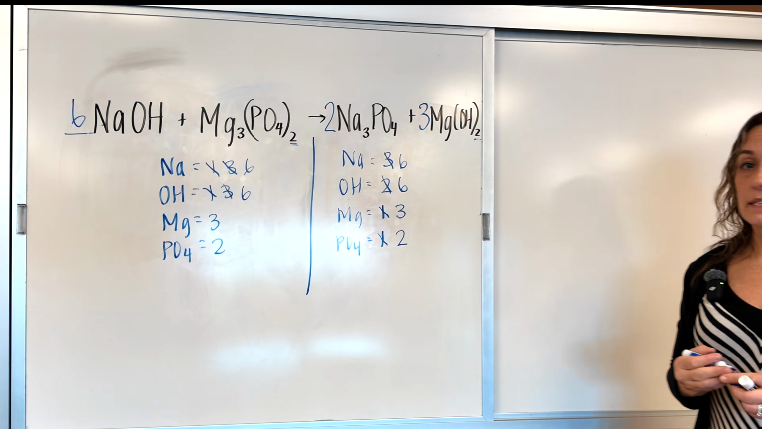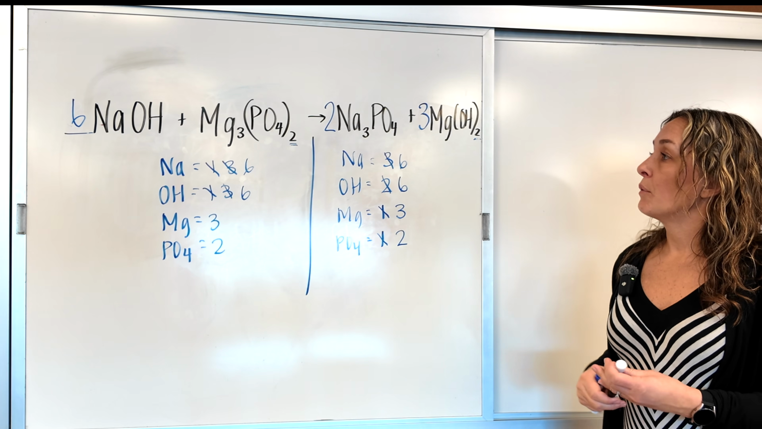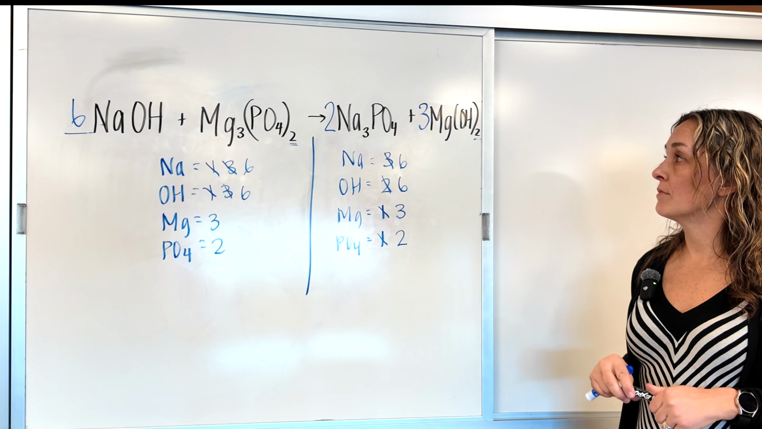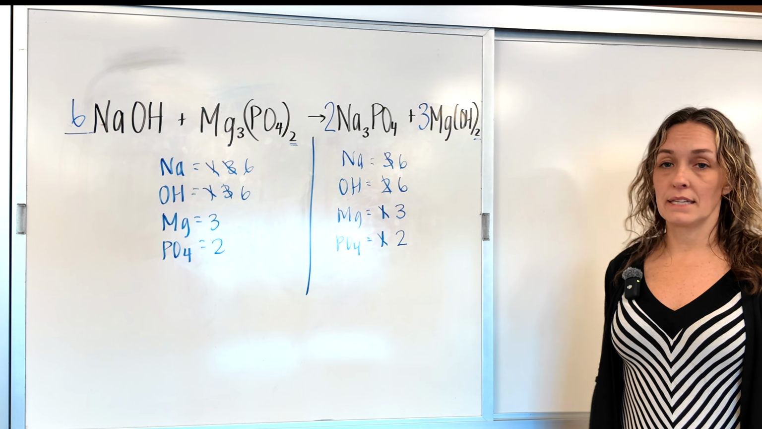This is now a balanced equation. So when this reaction happens, I will have 6 NaOH molecules reacting with 1 magnesium phosphate to give me 2 sodium phosphates and 3 magnesium hydroxide.